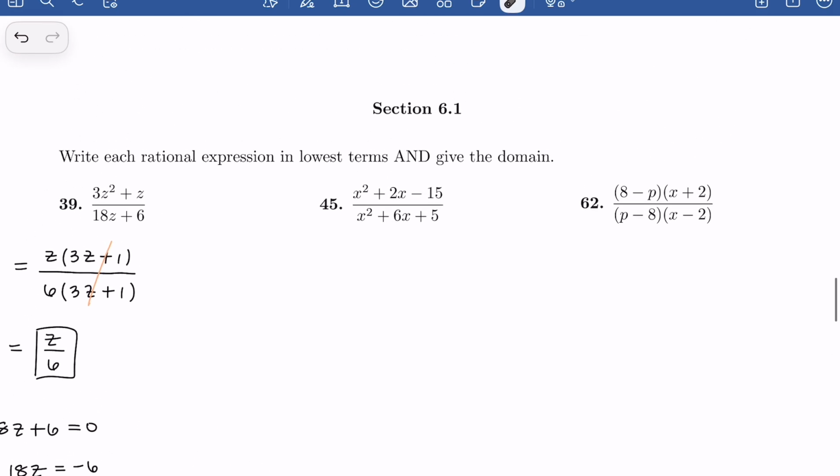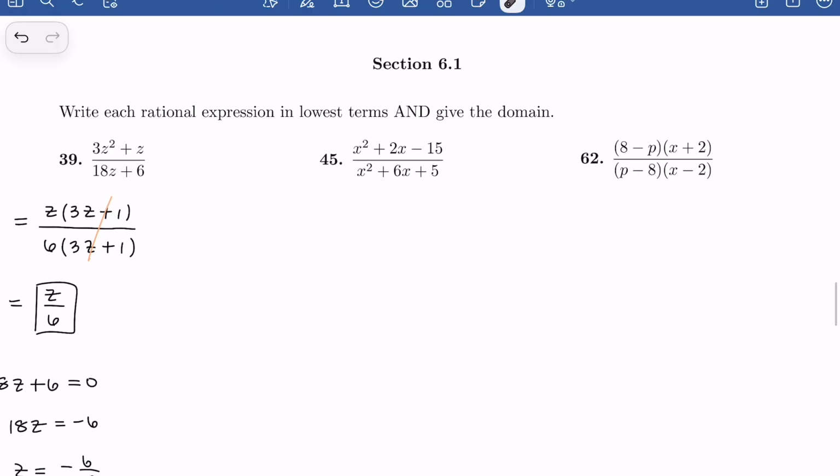All right, let's do the same thing for the next two examples. We again want to write both of these in their simplest terms, or their lowest terms. And the first step in order to figure that out is to factor both the numerator and the denominator and see what we can cancel.